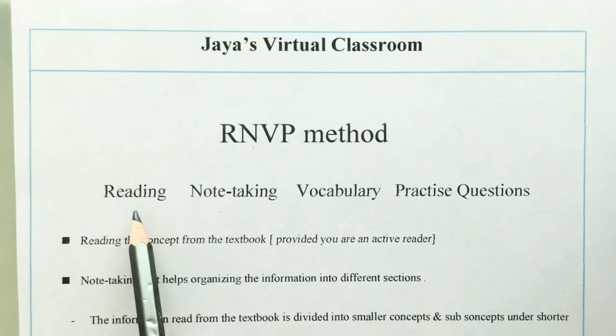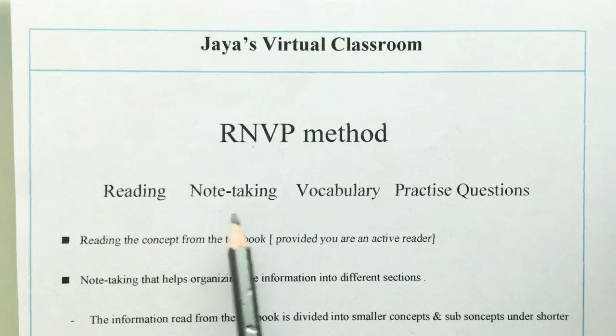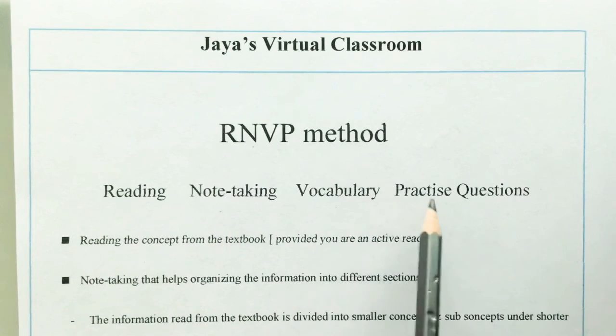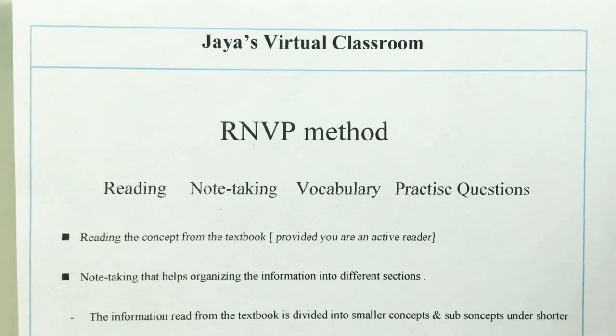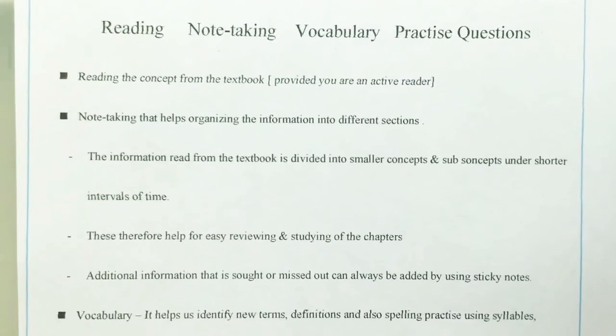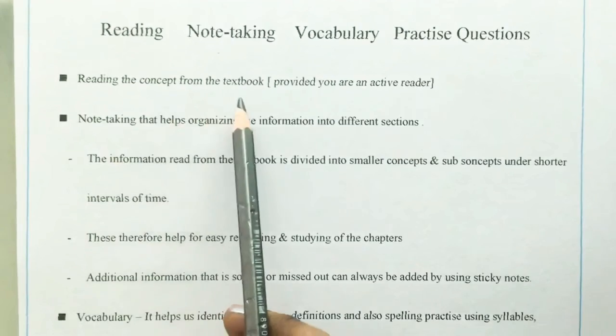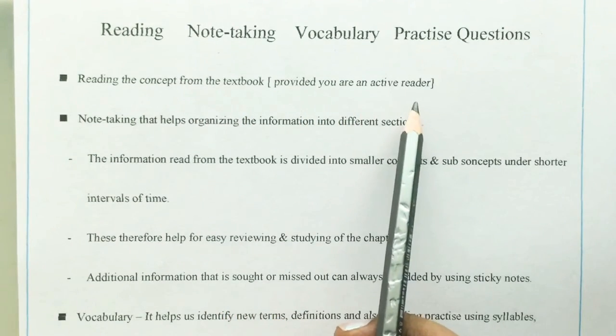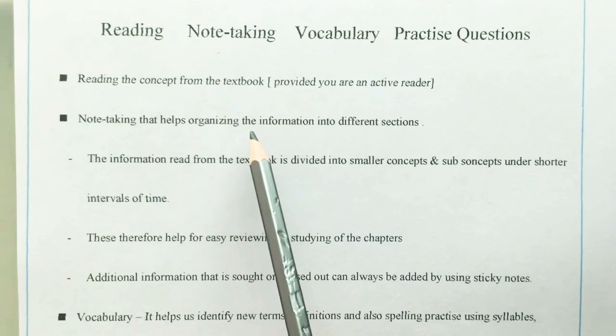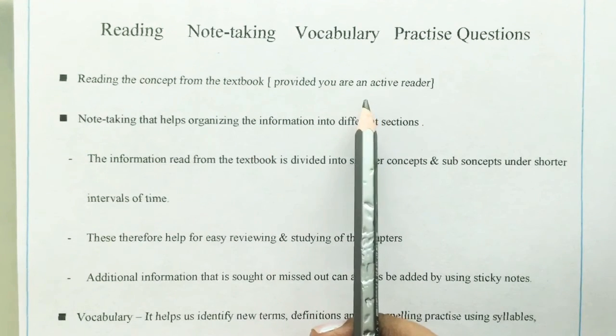R is for reading, N is note taking, V is vocabulary and P is practice questions. The technique also helps us keep our focus on the following. The first, if you see, is reading the concept from the textbook, provided you are an active reader, meaning you have to have the habit of reading every day.